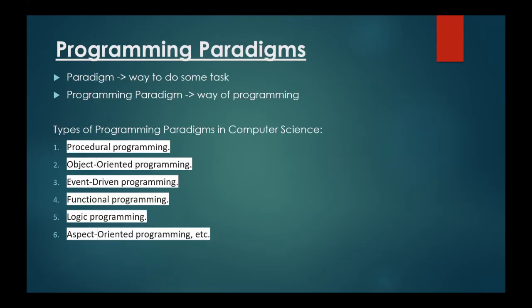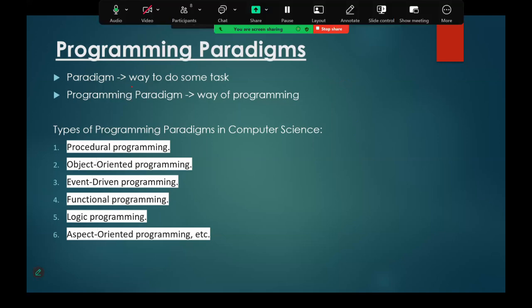Now talking about programming paradigms. The meaning of paradigm is basically a way to do some work, right? And programming paradigm means a way of programming. So there are different ways of programming. Different programming paradigms in computer science are procedural programming and object-oriented programming. If you consider Java, Java is a typical example of object-oriented programming. Then event-driven programming, functional programming, logical programming, aspect-oriented programming. So there are a lot of programming paradigms in computer science.